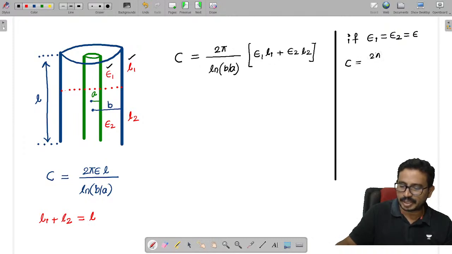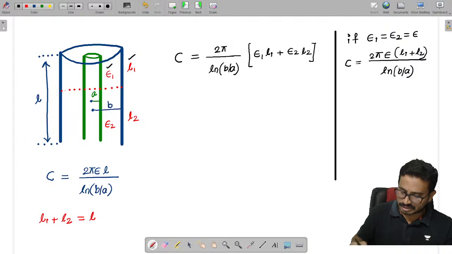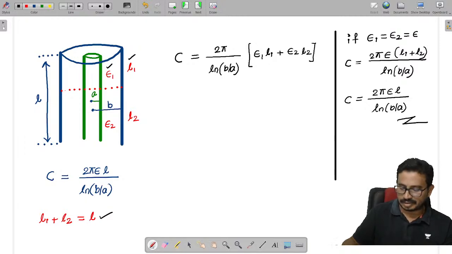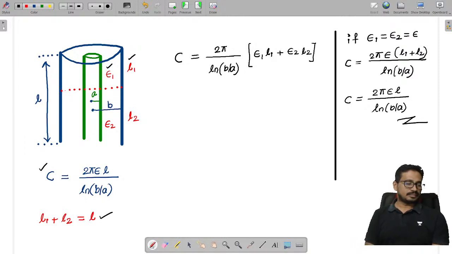So now you tell me क्या होने वाला, इधर you tell me now 2 pi into epsilon 1, epsilon 2 are equal, so epsilon will be equal, we can take outside now here, and इसके बाद इधर क्या मिलेगा, tell me ना भैया, L1 plus L2 आएगा by ln of B by A होगा ना, बोलिए. L1 plus L2 which is nothing but L ना, tell me. So then क्या होने वाला, that is 2 pi epsilon L by ln of B by A. So तो असली formula आया कि नहीं, बोलो. ये formula आया कि नहीं, बोलो. हाँ बोलो यार, कभी तो हाँ बोलना पड़ेगा.